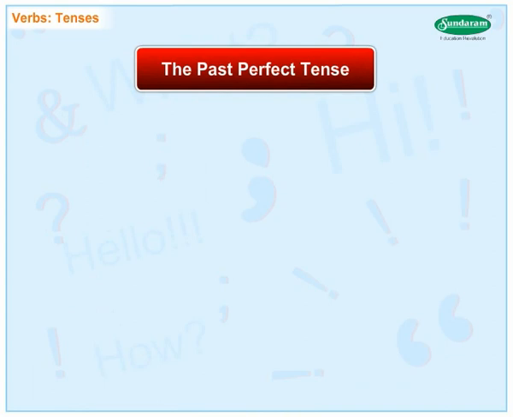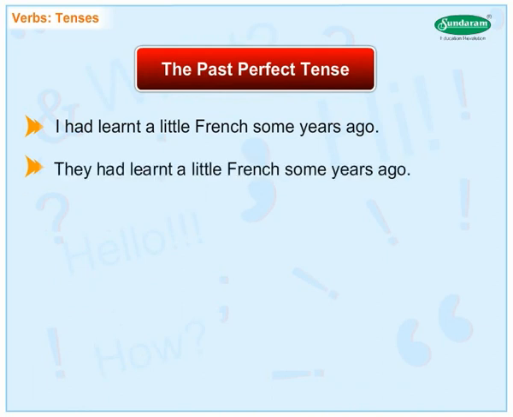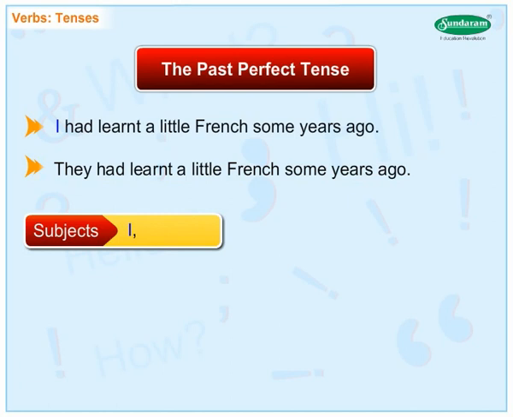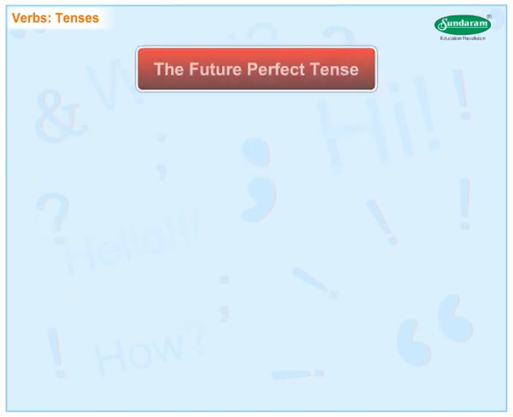The past perfect tense. I had learnt a little French some years ago. They had learnt a little French some years ago. The subjects are I and they. The verb to learn takes the past tense of the verb to have before it in the past perfect tense.